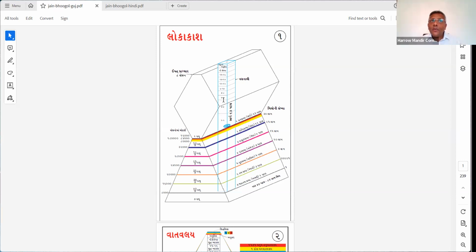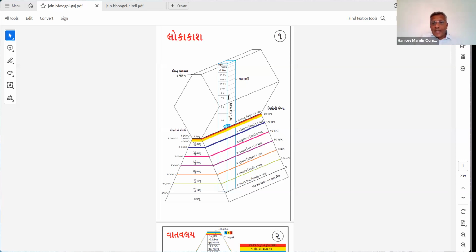Kyunki jo dev hai, wo tino lok mein rehte hai. Urdhvalok mein bhi rehte hai. Madhya lok mein bhi rehte hai. So they reside in the middle earth also. And they reside in the lower lok also. They reside everywhere. Why? Because we have four types of devs.